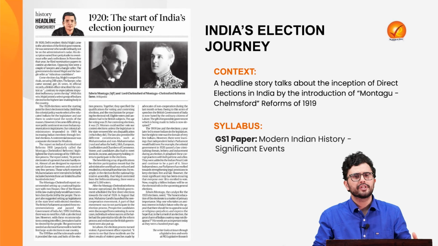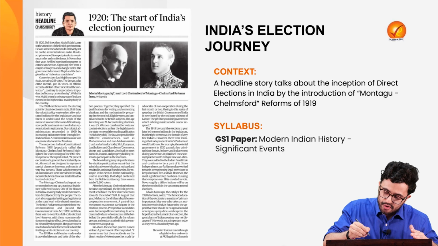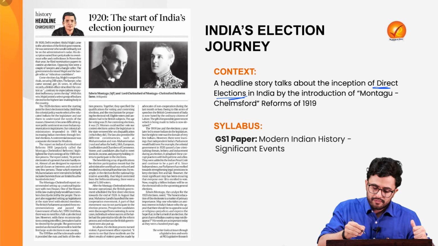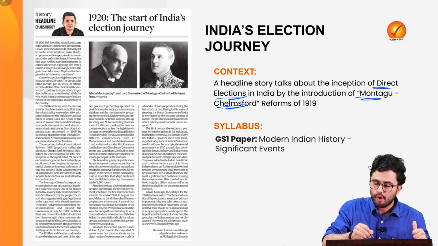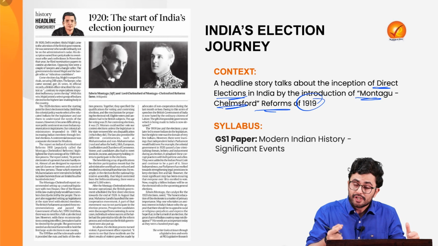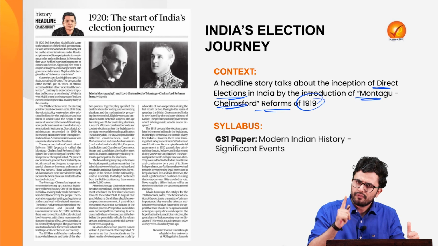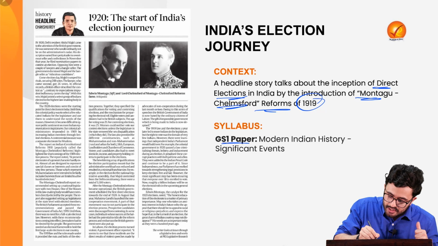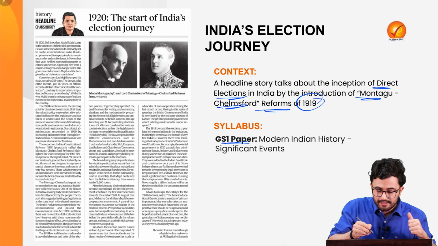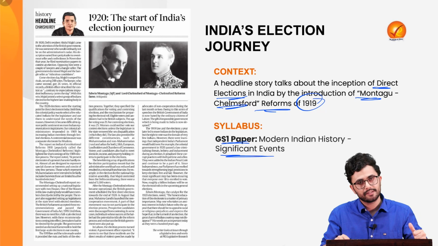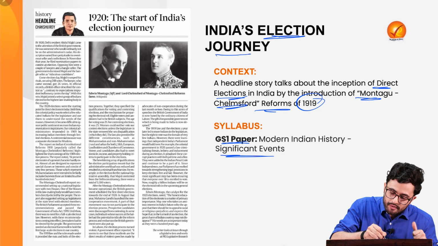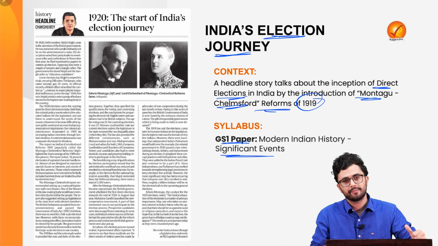A headline story talks about the inception of direct elections in India by the introduction of Montagu-Chelmsford reforms, which took place in the year of 1919. This introduction of direct election in our country forms an important component of your GS1 paper under the theme of modern Indian history and the significant events which took place. So let's try to trace the origin of election journey in our country.